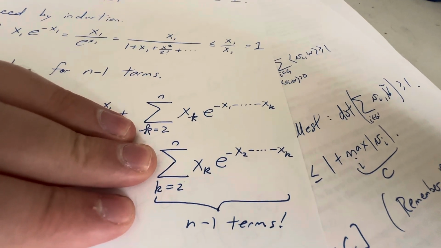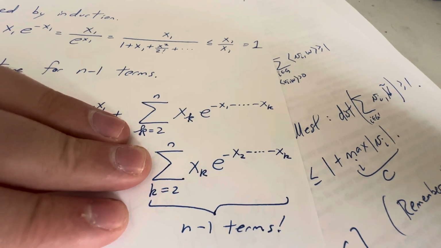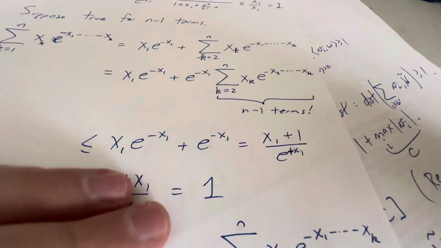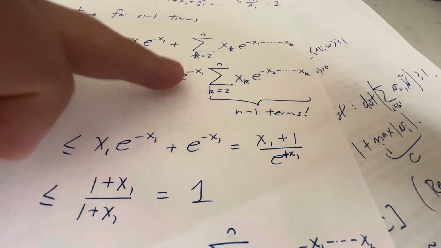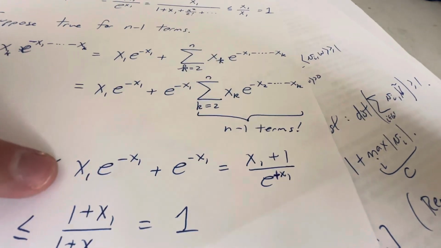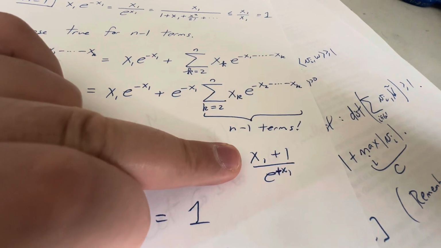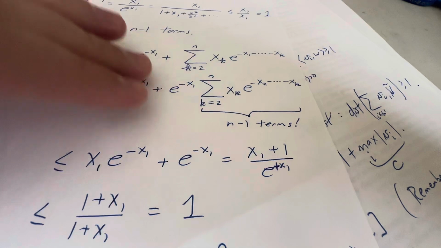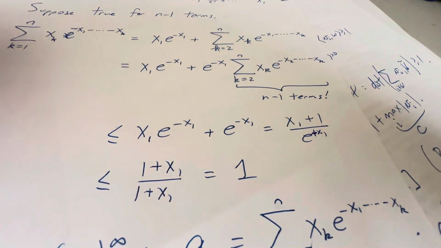And this sum has n minus 1 terms. And by the inductive hypothesis, we know it's bounded above by 1. So this equality that we have here is bounded above by, write the same thing down here, x1 e to negative x1, plus we have e to negative x1 times 1, which I haven't written, but it's there. And we can factor out e to negative x1, write it this way, and again, using the same trick where we have the Taylor series expansion in the bottom, we can make the bottom smaller to make the fraction bigger. So we have 1 plus x1 over 1 plus x1, and that, of course, is equal to 1.